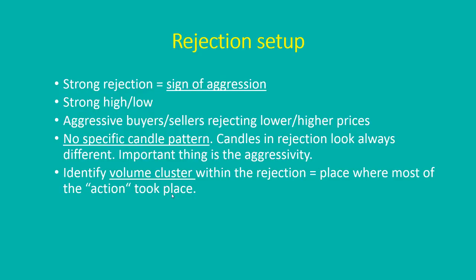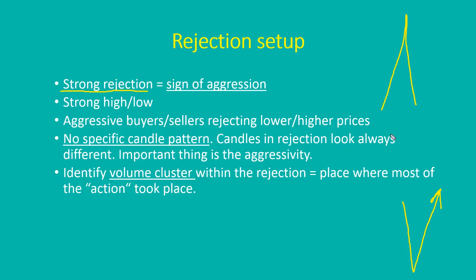So this setup, which I'm going to cover now, is called the rejection setup. It's also a volume-based setup, so it's also based on the volume profile combined with the price action. And the rejection setup is based on the strong rejections, which you see on the price action. Strong rejection means, for example, this. This is strong rejection of higher prices. If you see this, then this is strong rejection of lower prices.